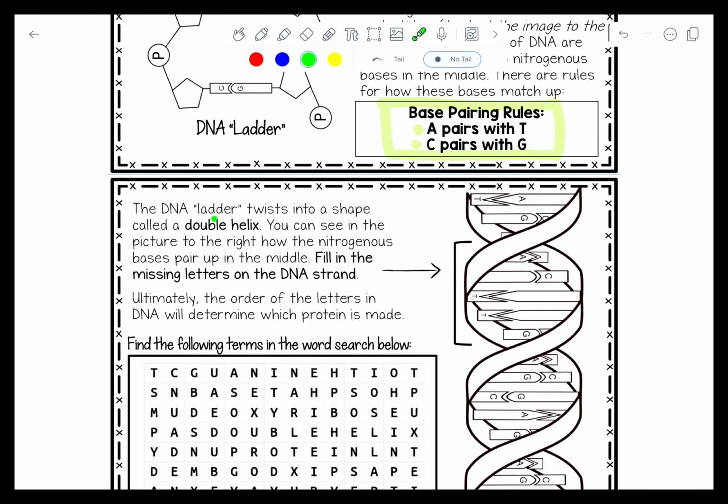The DNA ladder twists into a shape called a double helix. You can see in the picture to the right how the nitrogenous bases pair in the middle. Fill in the missing letters on the DNA strand. So specifically, remember what I said earlier about how these things pair up. All right? So we're going to do that in blue. For instance, one of the missing pairs is right here. So we would put a T right here for thymine.